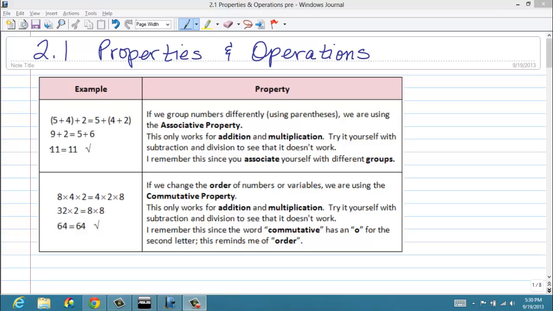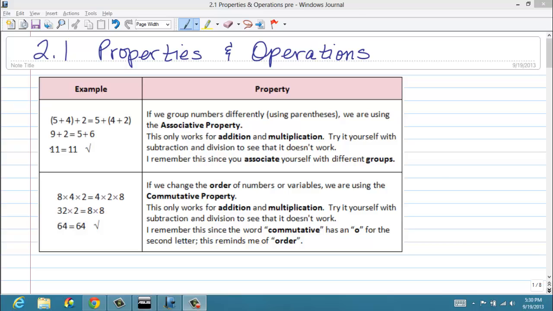So we're looking at the commutative property of addition and multiplication, as well as the associative property of addition and multiplication. For the associative property of addition, changing the grouping of the numbers in a sum does not change the sum. Notice the example on the left.